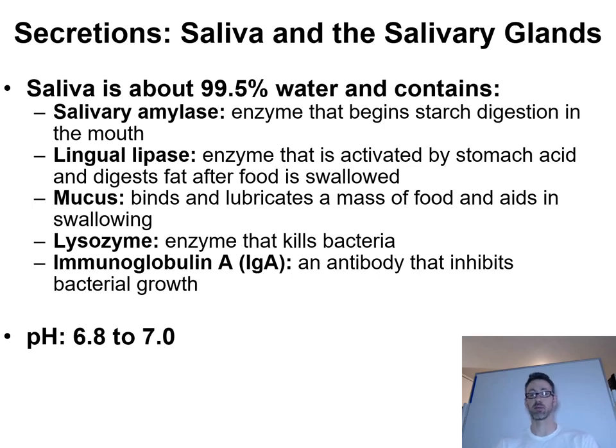And then you have immunoglobulin A, which is an antibody that inhibits bacterial growth. So in some conditions where people have a lot of dry mouth or autoimmune destruction of the glands that produce the saliva, they can end up with a lot of infections in their mouth, lose some of their teeth, and have cavities and so on.